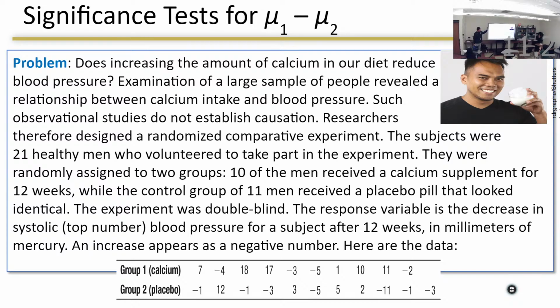Volunteered to take part in an experiment. They were randomly assigned to 2 groups. 10 of them received a calcium supplement. The control group received a placebo of 11. The experiment was double blind. Oh, what does that mean? The subjects don't know which one they're taking, and the researchers don't know which one they're giving. The response variable is the decrease in the systolic blood pressure for a subject after 12 weeks. An increase appears as a negative number.